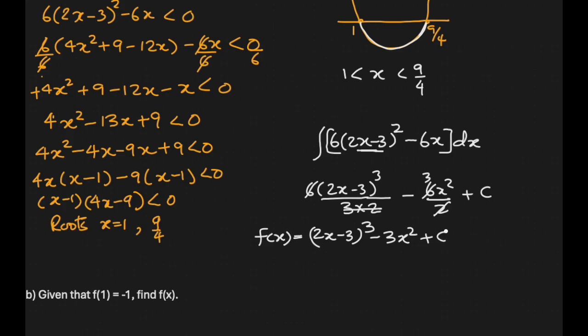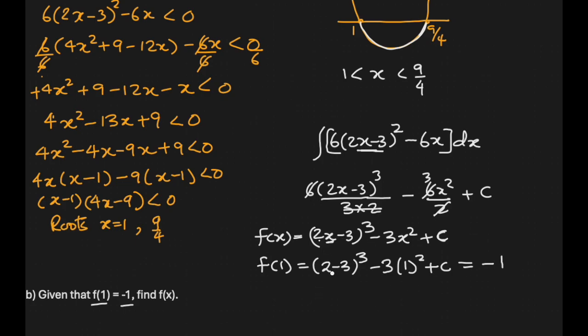However, it is not complete yet because c's value is to be found out, and they've given us f(1) is minus 1. So f(1) will be 2 times 1, 2, minus 3 cubed, minus 3 times 1, and that equals minus 1, they said. So did I do that here? No, I did not. So it will be plus c equal to minus 1.